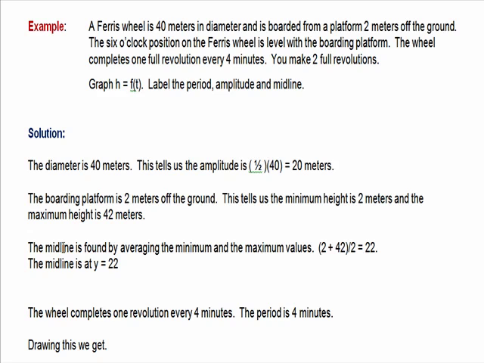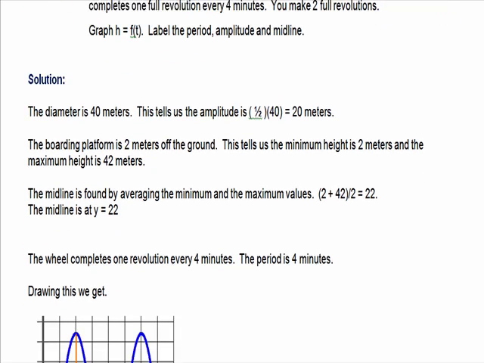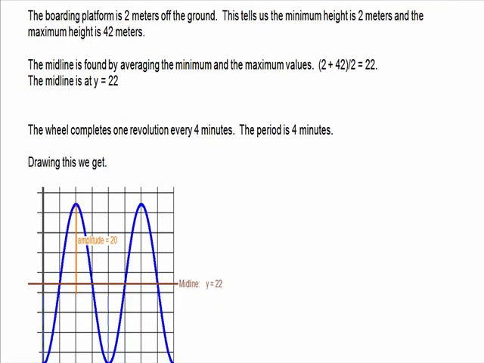Now, the midline is actually found by averaging, remember, the minimum and maximum. So I know the minimum is 2. I know the maximum is 42. So that's 44. Divided by 2 is 22, so the midline is at y equals 22. And the last thing they told us is that the wheel completes one revolution every 4 minutes, so therefore the period's 4 minutes. So we could actually draw this pretty nicely.